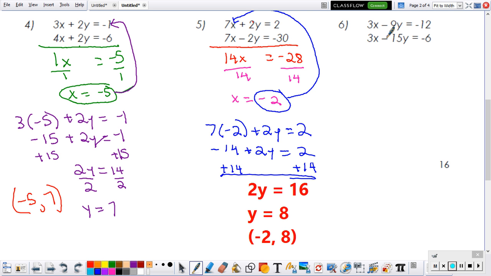Just to make life a little easier, I'm going to change all the signs for the second equation. So I'm going to make it -3x plus 15y equals 6. You totally could have done the first one. It's not really a big deal. Now I'm going to add down. 3x minus 3x becomes 0. -9 plus 15 becomes 6y. -12 plus 6 becomes -6. I'm going to divide, and I get y equals -1.